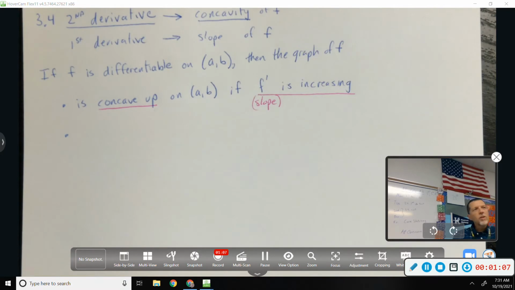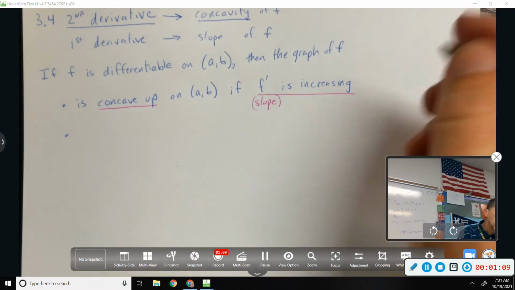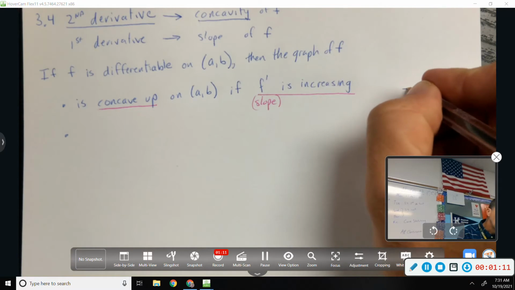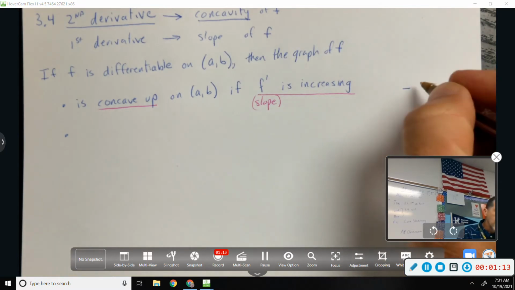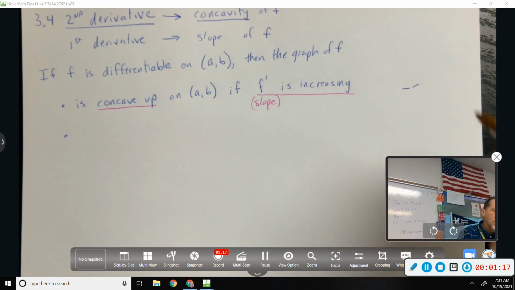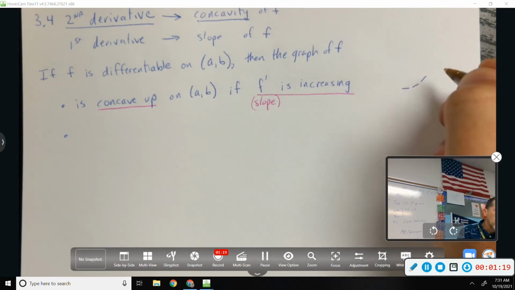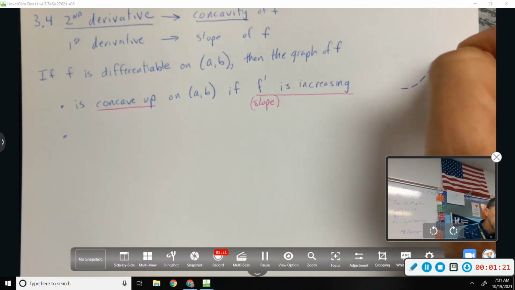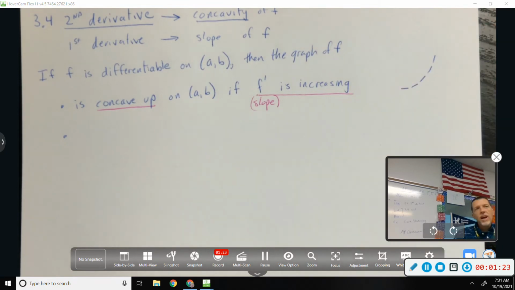So let's try to draw a picture of something whose slope is increasing. Maybe it starts at 0, and then the next little piece over is sloped up a little bit, and the next piece is sloped up a little bit more, and a little bit more, and a little bit more. That's what concave up looks like.